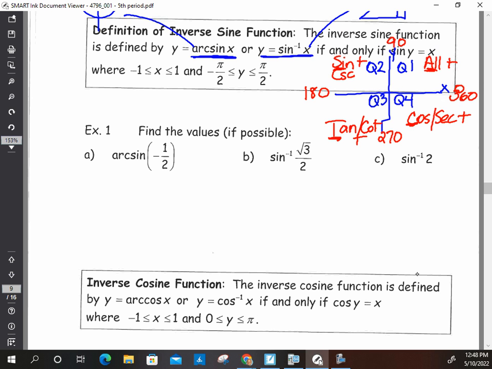So in our cases now, we're looking for two answers. We're looking for two answers for every single problem. There are some exceptions, and we'll come across those exceptions as we go along. So let's start with arcsine of -1/2. So remember, arcsine is another fancy word for sine inverse.